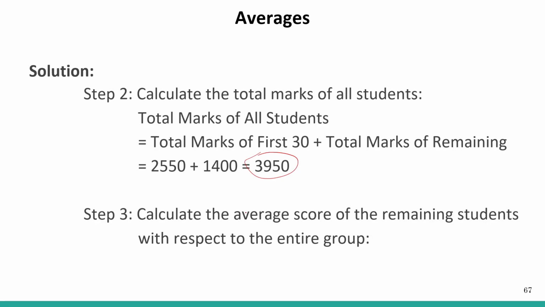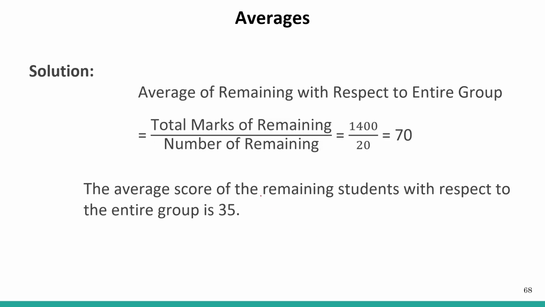Okay, so let's now calculate the average score of the remaining students with respect to the entire group. How will we calculate it? We'll use this formula: total marks of the remaining divided by the number of the remaining, that is equal to 1,400 by 20, which is equal to 70. So the average of the remaining students with respect to the entire group is 35. Okay, so that's all for now.